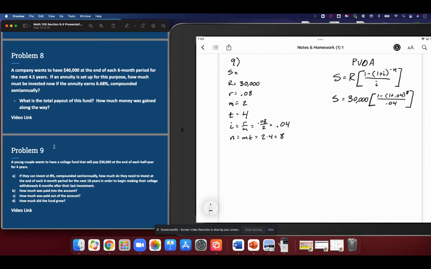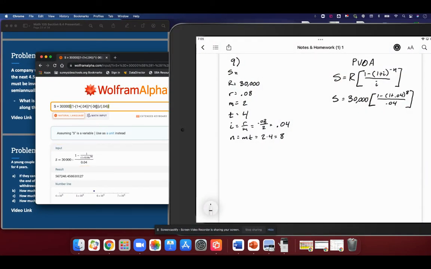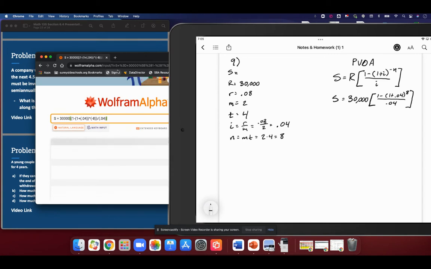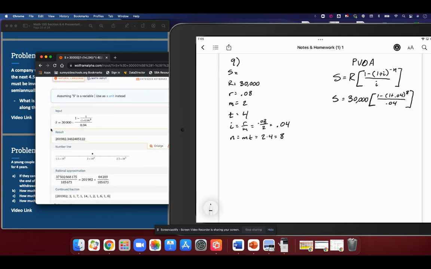So in Wolfram, everyone, we can see that I made a mistake and I put 18 in there and I ended up with 36 instead of putting 4 and getting 8. So there's my numbers in the formula as they should be. And we see that we need $201,982 and some change in that account. 201,982.35.